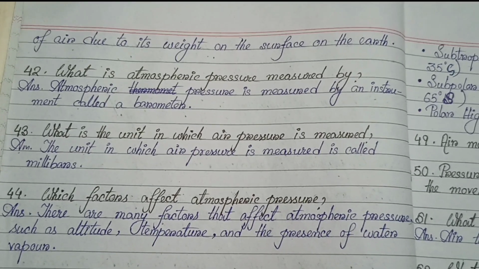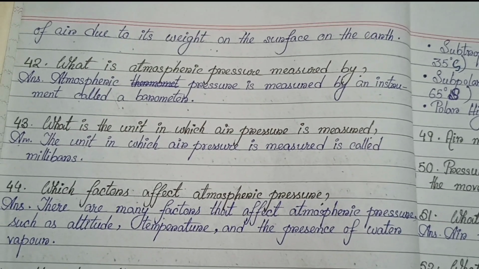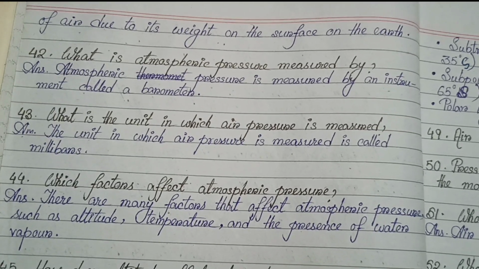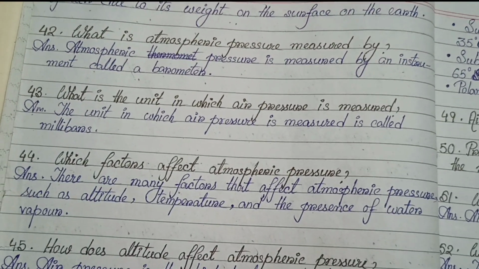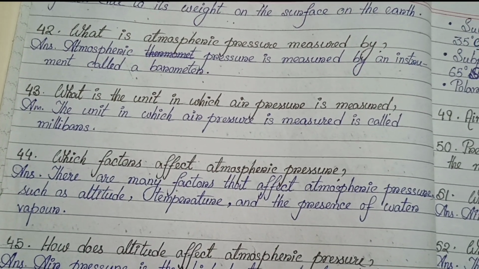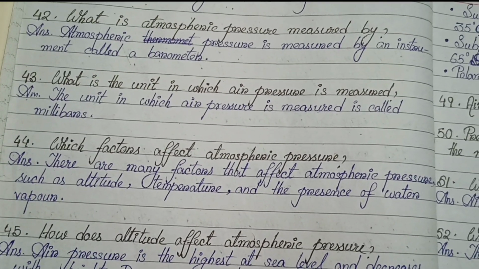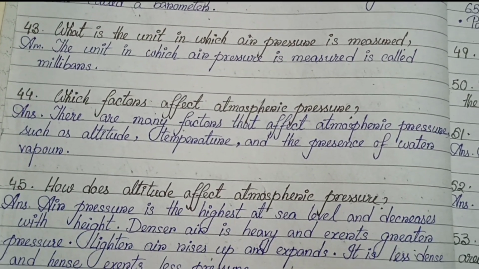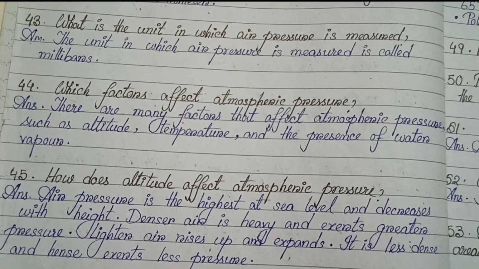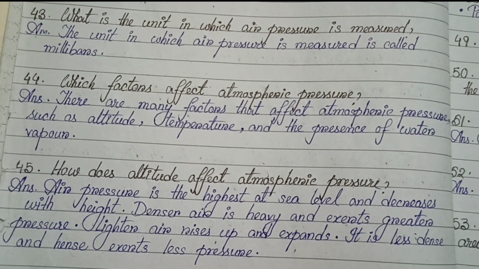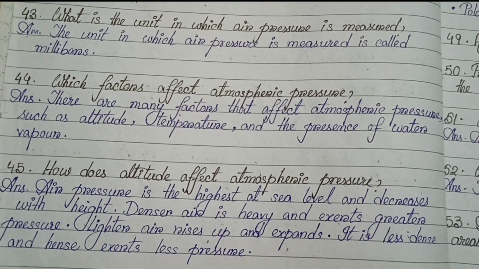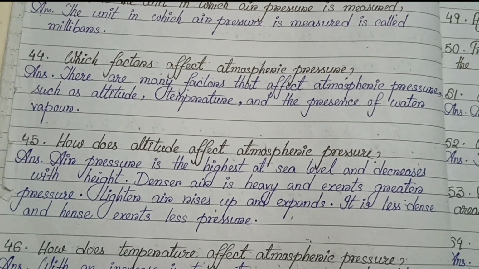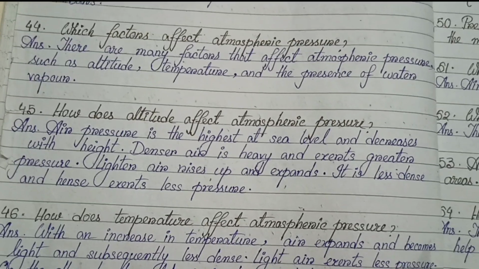42. What is atmospheric pressure measured by? Atmospheric pressure is measured by an instrument called a barometer. 43. What is the unit in which air pressure is measured? The unit in which air pressure is measured is called millibars. 44. Which factors affect atmospheric pressure? There are many factors that affect atmospheric pressure, such as altitude, temperature, and the presence of water vapor.